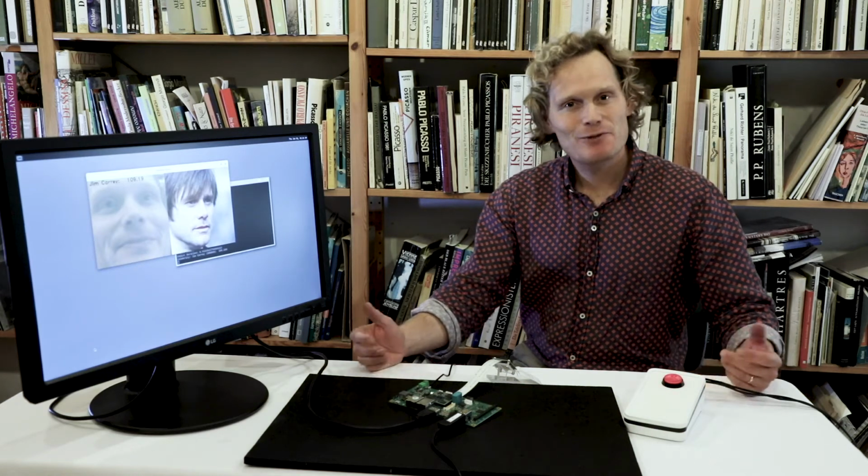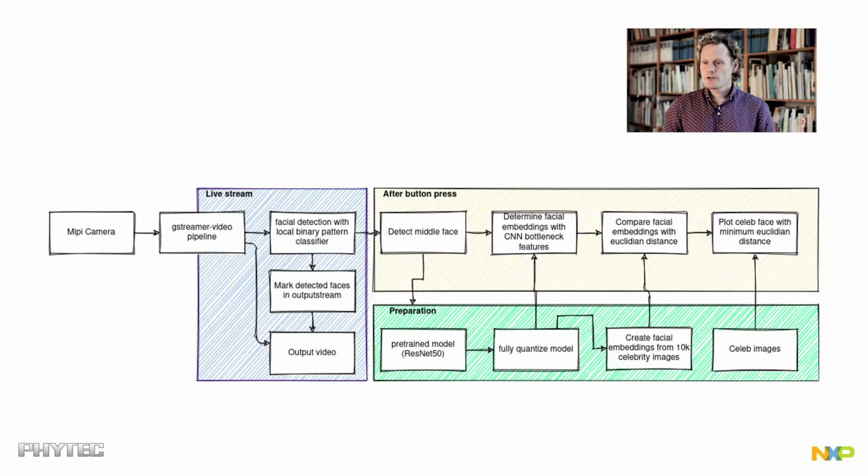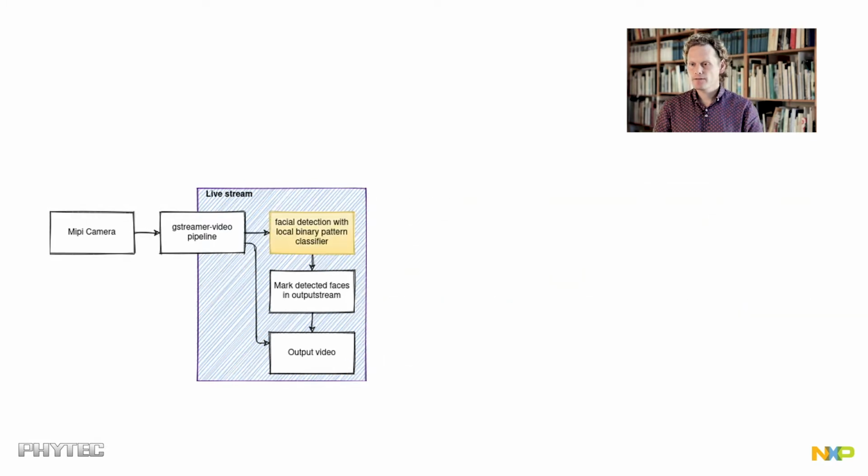So let's see what's behind the demo. Here in this image you now see the whole overview of the demo. In the left part, the blue box, you see the facial recognition part, which you saw in the live demo. In the upper right part, the yellowish box, you see what's happening after the button is pressed. And in the green box below, you can see what we have to do before we can actually run this demo, for preparation. So first we will look at the blue box, what's happening with facial recognition.